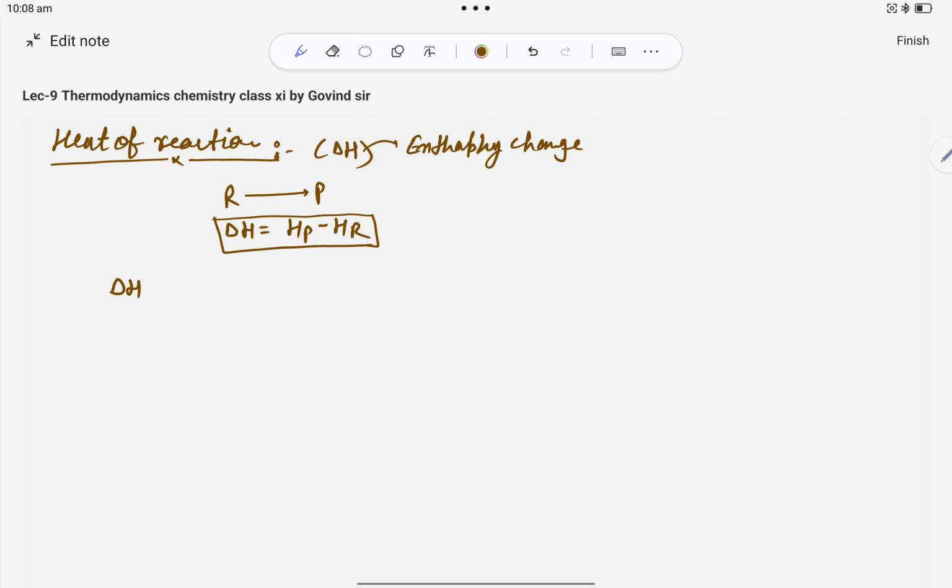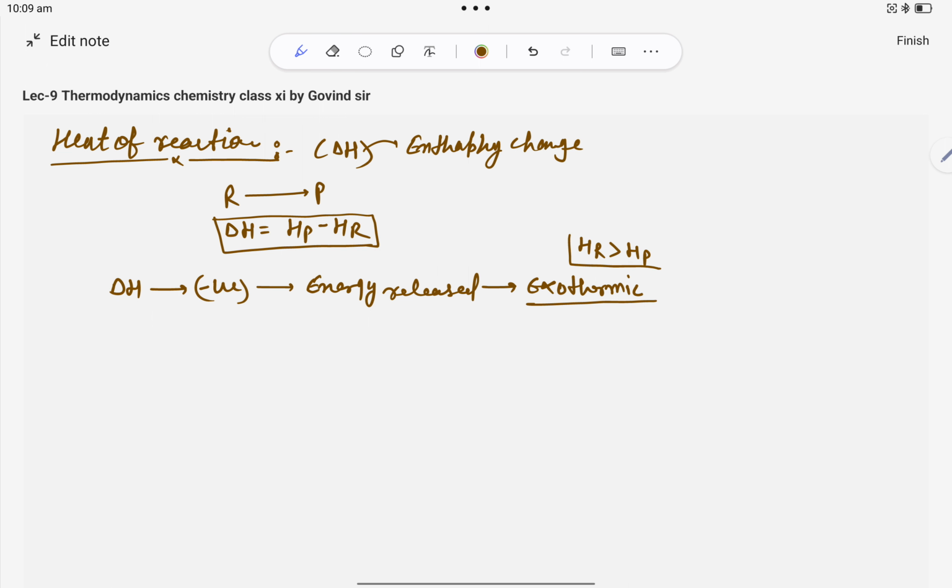If delta H is negative, then what is the meaning? Energy released. Energy released means the reaction is exothermic. That means heat of reactant is greater than heat of product. How, sir? I will tell you.